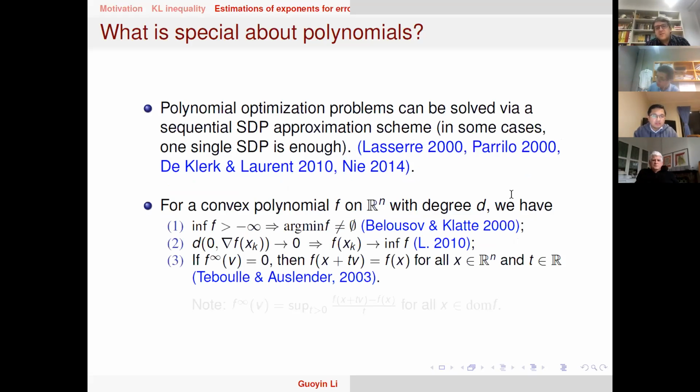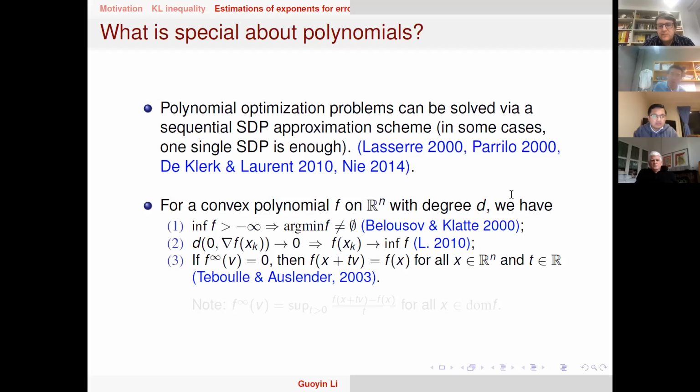Then the question you might challenge me with is why you need to worry about polynomials. Although I'm motivated by a simple example, polynomial optimization is one of the motivations, and it has been a very popular topic in the last 10 years, pioneered by Jean Lasserre and Pablo, and further developed by Dickinson, Monique, Lauren, and Jiawang as well, who construct a sequential semidefinite program approximation scheme to solve the polynomial optimization problem under what they call the Archimedean assumption. But what I want to say is that polynomials also have very good analytic structures, which sometimes we miss. Here are a few of them.